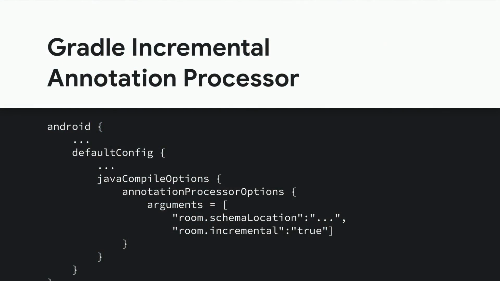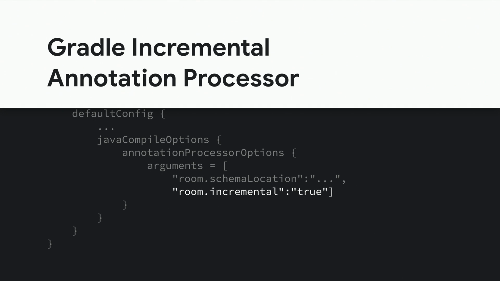Another thing we made in Room 2.2 was a Gradle incremental annotation processor. This is basically a change we did so that you can get some build benefits when you're continuously building your application. You have to opt in to this feature. It's an annotation processor flag. We want to enable it by default in the future, but we're in this phase where we're trying it out, hashing out any issues. So please try it out. Let us know if it works or not.